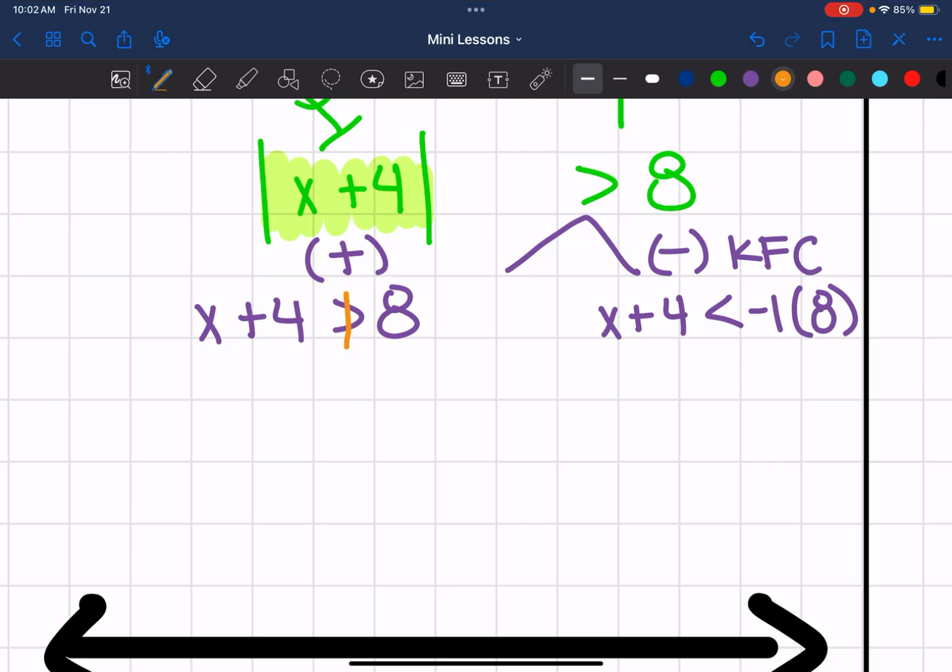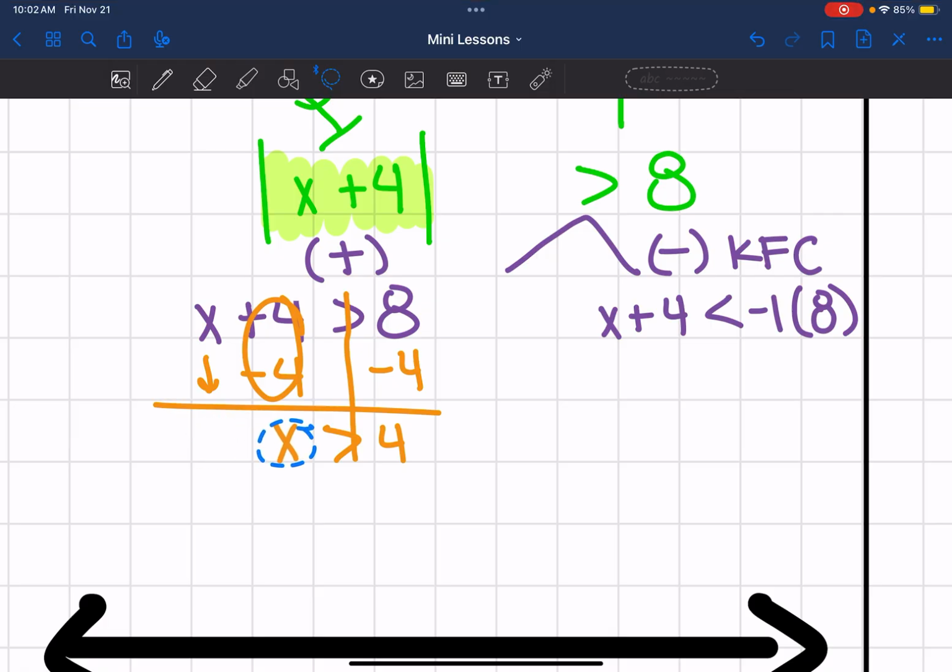Once we have both cases set up, we are now good to start simplifying or solving these. Starting on my positive case, I'm going to put my equal sign line up. We need to get x alone, so I've got to get rid of this plus 4 by doing the inverse, which is subtracting 4. Dropping down our x, 4 minus 4 is 0, so that is gone. And then 8 minus 4 is 4. So here is essentially our first solution.